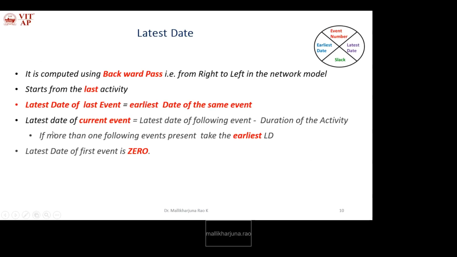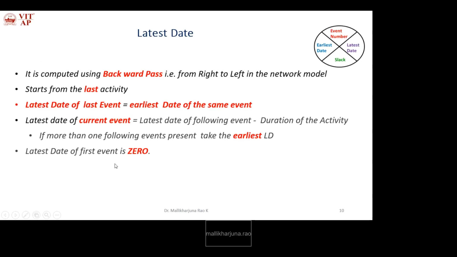Okay, the latest date of a current event is the latest date of the following event minus the duration of the activity. If more than one following event is present, take the earliest of the latest dates. And the latest date of the first event is 0.